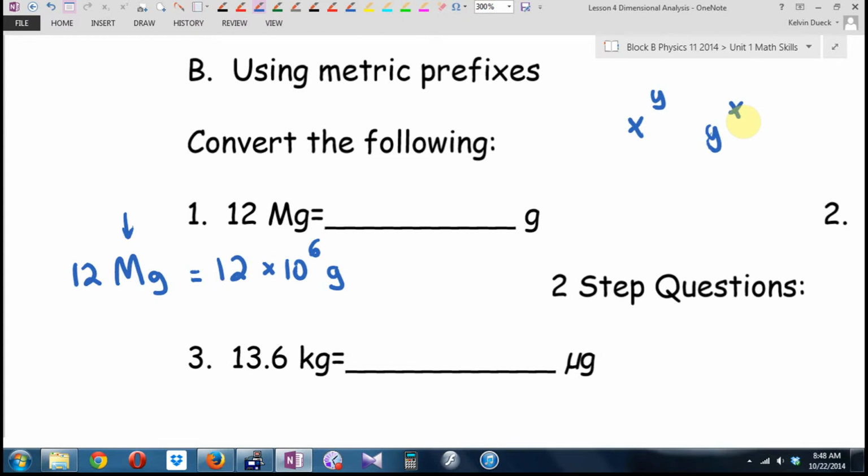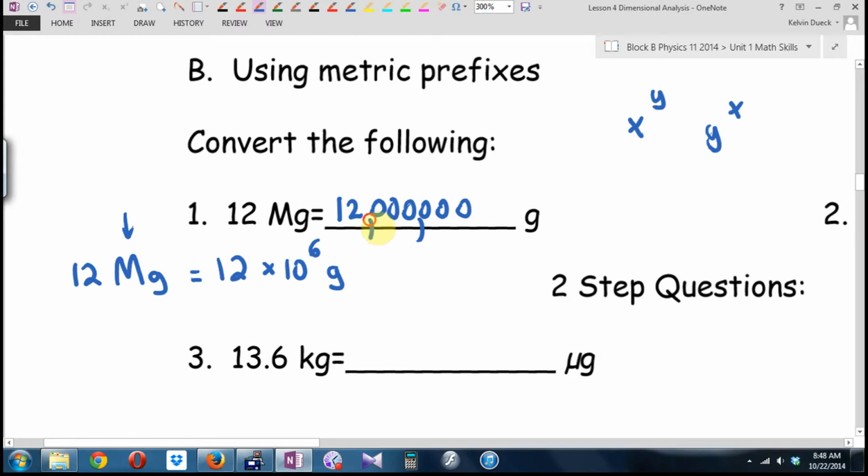Going once, going twice. So 12 megagrams is, we'll write our answer up here, 12, 1, 2, 3, 4, 5, 6, comma, 12 million grams. Now that may seem, especially if you've done chemistry already, fairly straightforward, but what I'm trying to show you is a method that will also get us through yuckies, through nasties.